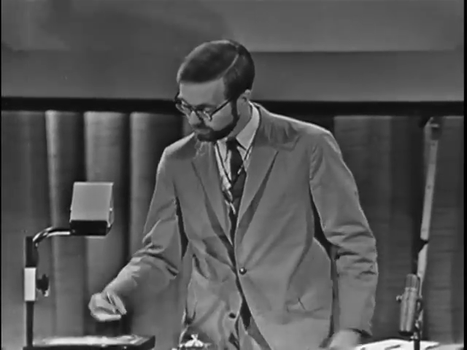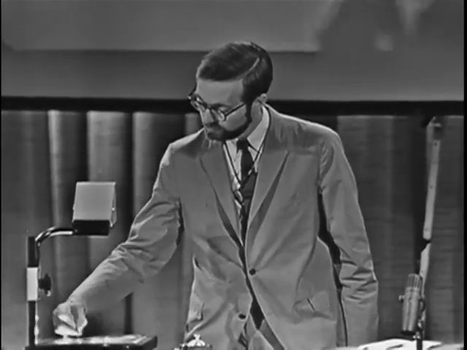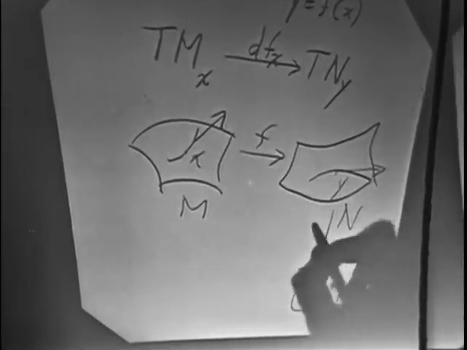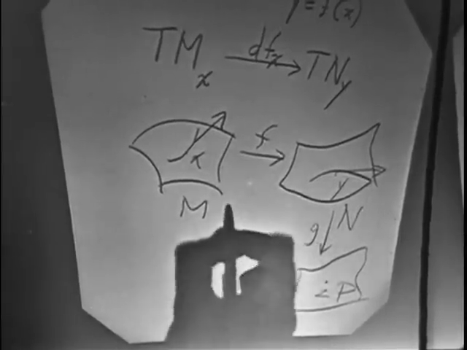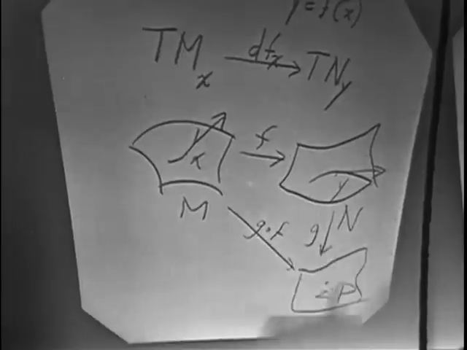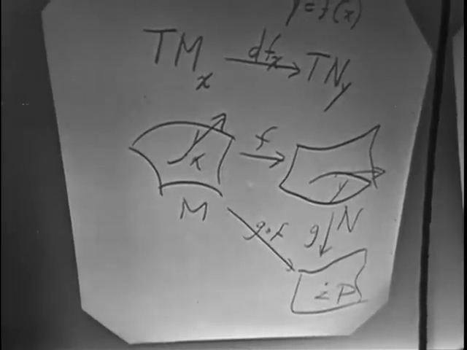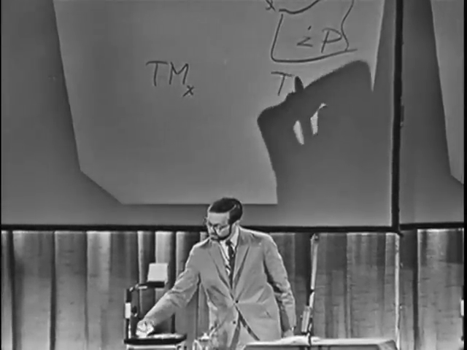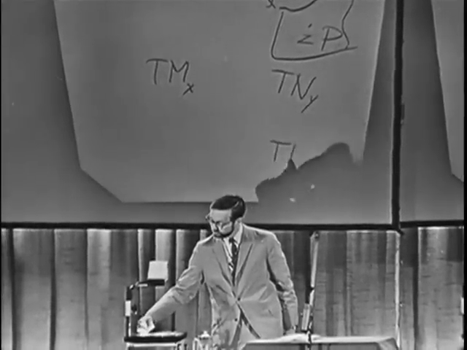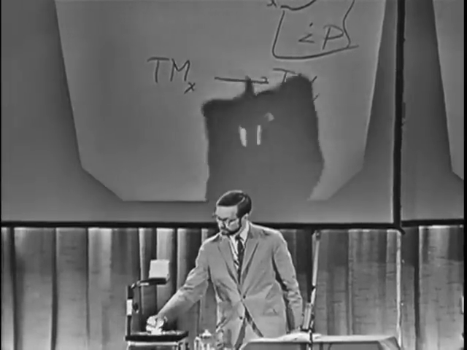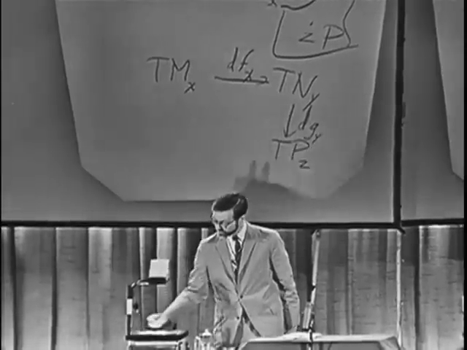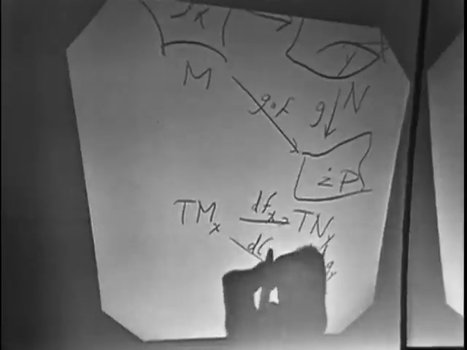And of course, if we take the derivative, if we have a third space, say P, and we have mapping here and here, so y goes into z, then we can consider the composition, g composed with f. And similarly, we can take the derivatives of everything in sight. So we have the tangent space of M at x, tangent space of N at y, the tangent space of P at z, and we have derivative of f, derivative of g, and derivative of g composed with f.